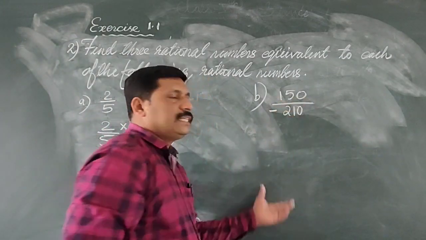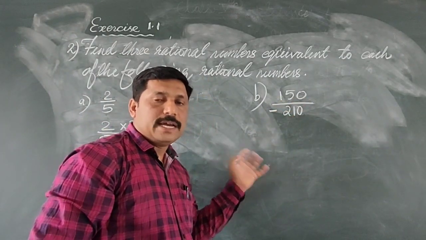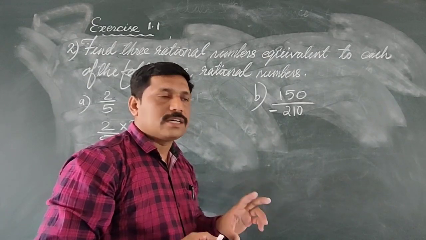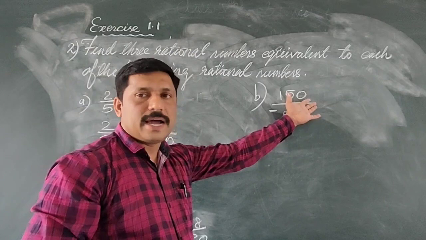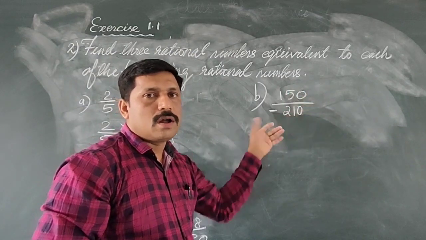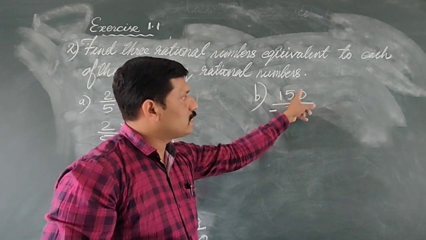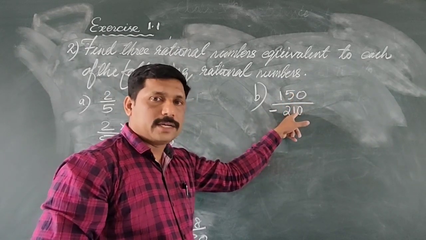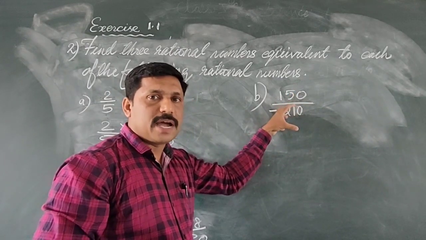150 upon negative 210. How to find out the equivalent rational numbers? We can either multiply this by 2, 3 or 4, or we can divide also. Here you can see that both this numerator and denominator have a common factor. That means we can cut and reduce by common numbers.